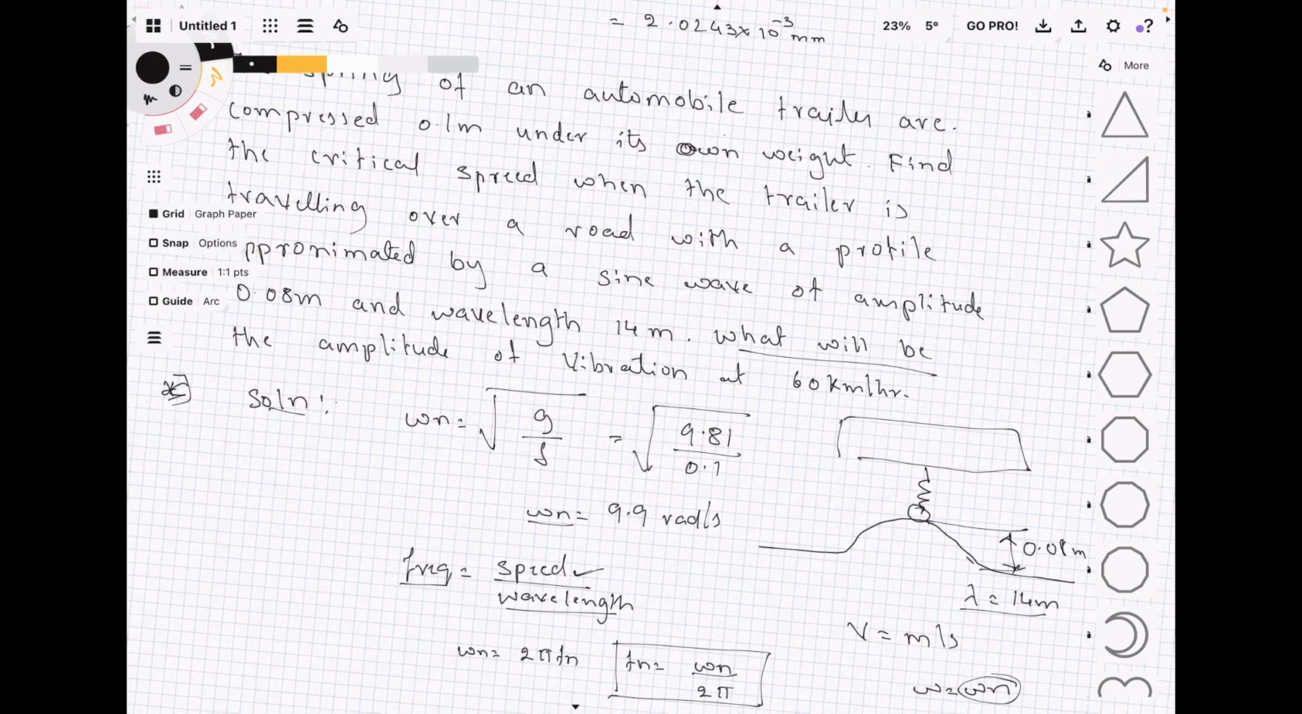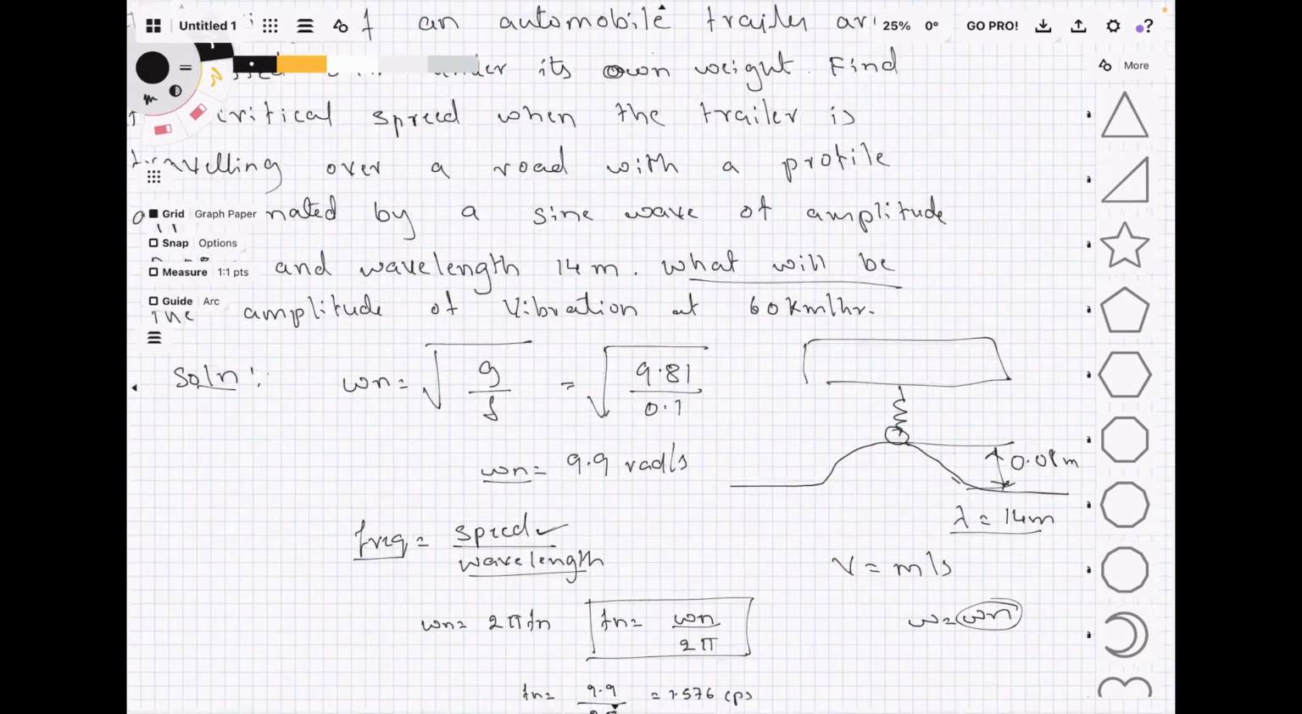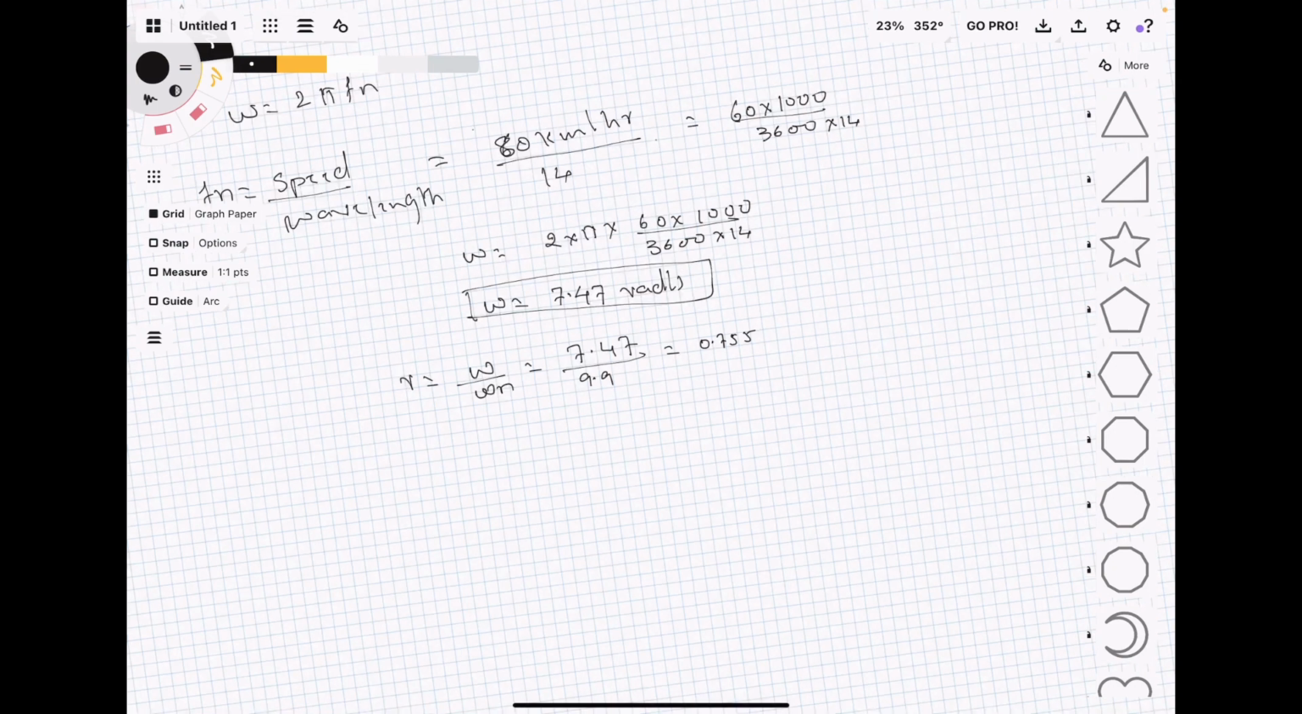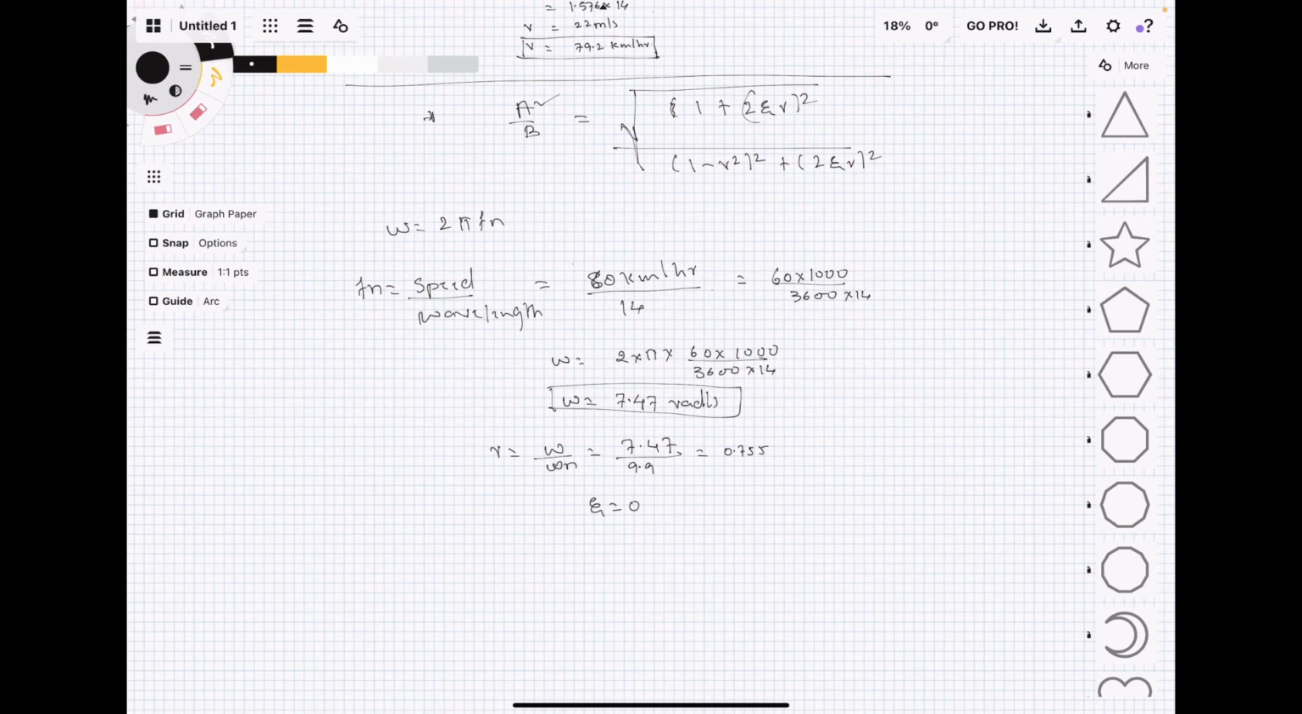In this particular case, they have not mentioned any value of C. So we'll assume zeta is equal to 0, meaning there is no damping, because they have only given the spring value. There is no damping value. So what will be your equation?